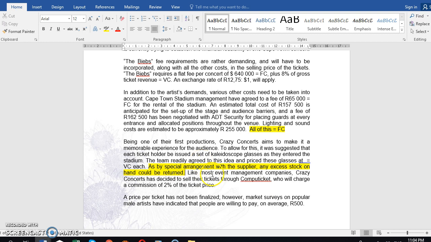Alright, and then lastly, like most event management companies, Crazy Concerts has decided to sell the tickets through CompuTicket, who will charge a commission of 2% of the ticket price. Now, likewise to Justin Bieber's fee, 8% will go to Justin Bieber. It's just a different party. Justin Bieber is 8%, CompuTicket is 2%. In both cases, it's a cost, and in both cases, it's a variable cost because it's dependent on the ticket price, which is driven by the number of people attending. So this 2% is also a variable cost.